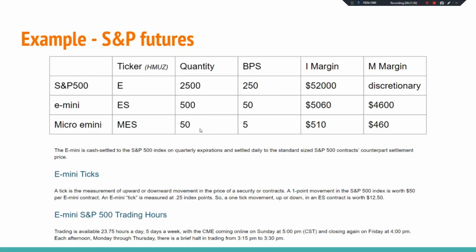And then the micros are the easiest one to trade. Obviously, the ticker's MES. It's only 50 of each, and it's an initial margin of $510 and a maintenance margin of $460.